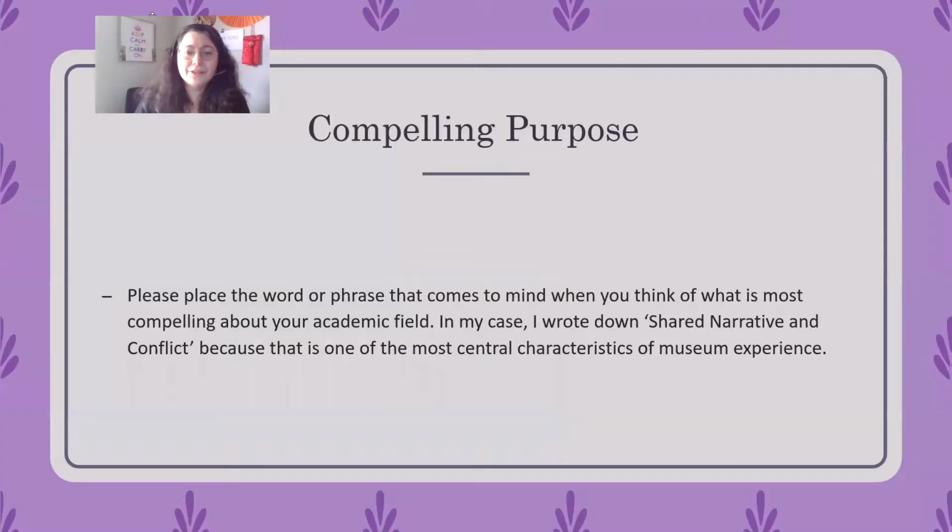So let's go on to compelling purpose. Let's look at that a little bit more in a focused way. All right, so please place the word or phrase that comes to mind when you think of what is most compelling about your academic field or topic. In my case, I wrote down shared narrative and conflict because that is one of the most central characteristics of the museum experience. Take a moment to write down your compelling purpose now. When you're ready, you can pause the video, and then when you're ready, continue.